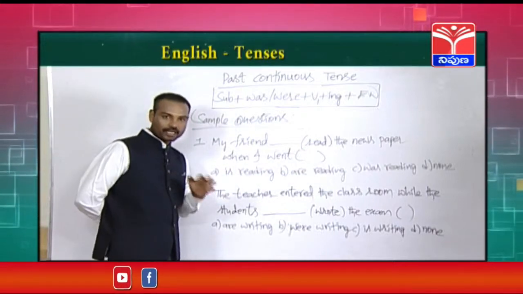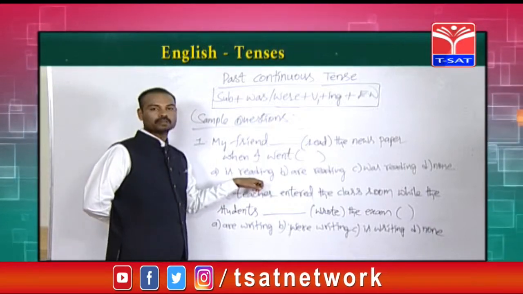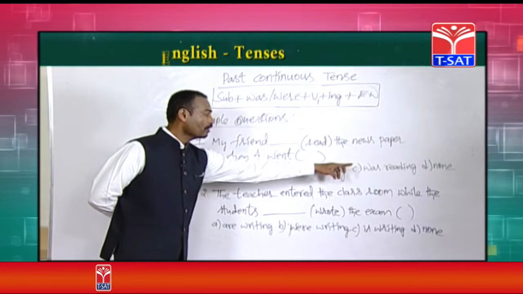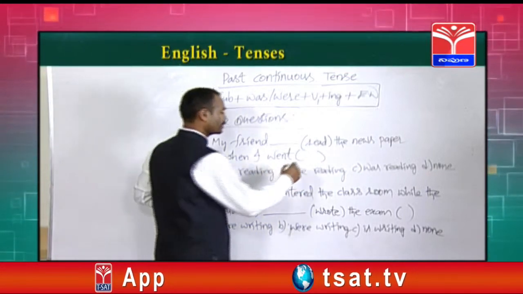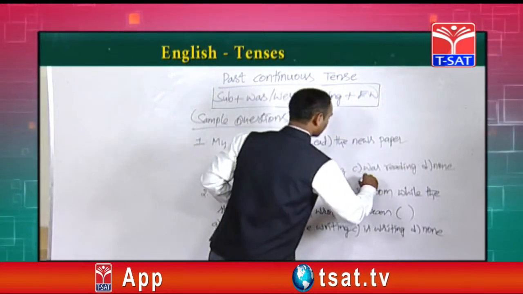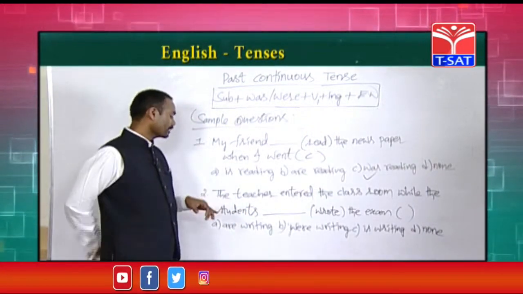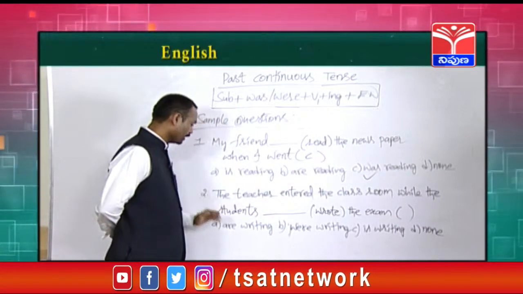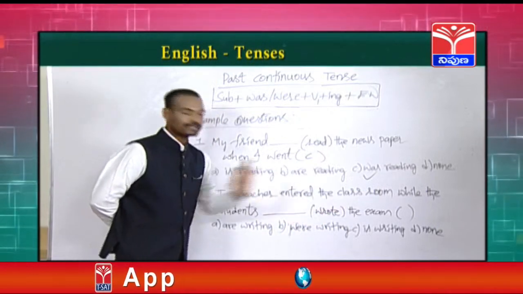Okay, let's catch the answer. Was reading is our answer. Is reading, wrong answer. Are reading, wrong answer. Was reading, yes, that is the right answer. Was reading is the answer. So the answer is C. Next, let's see one more example. The teacher entered the classroom while the students dash, under the bracket one verb has been given here, the exam.